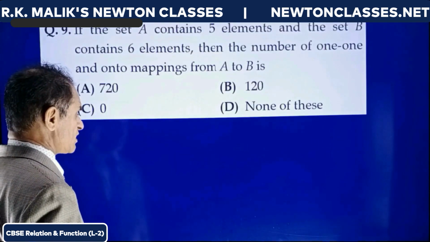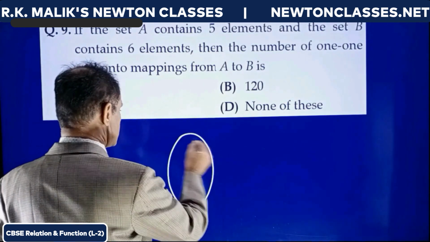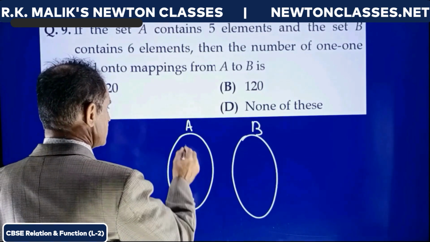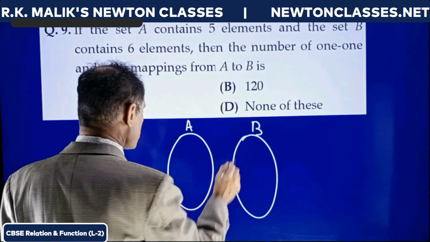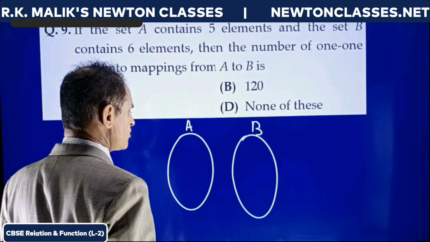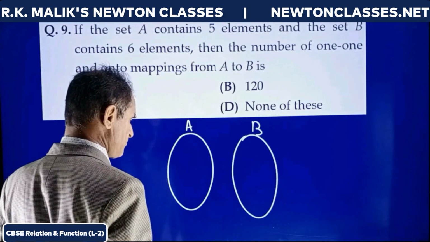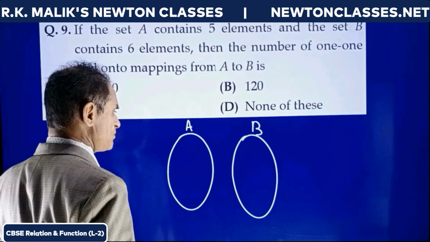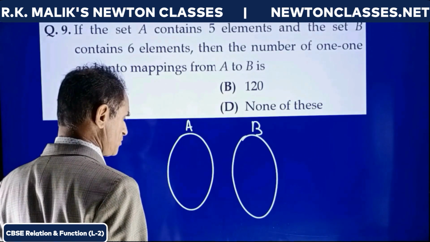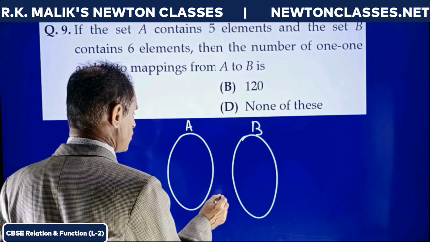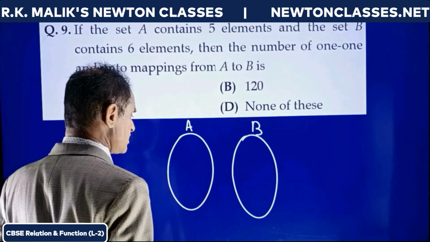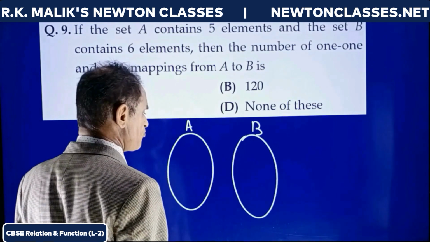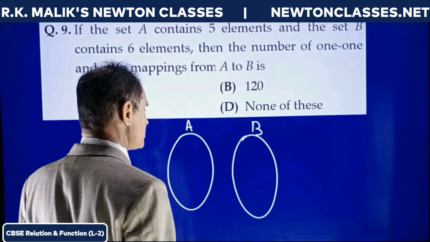As I told you in the first lecture, if this is the domain and suppose this is the codomain, and if the number of elements in A is more than the number of elements in B, then a one-one function is not possible. And if the number of elements in A is less than the number of elements in B, then an onto function is not possible. A one-one onto function is possible only when both contain an equal number of elements, in the case both A and B are finite sets. If both are infinite sets, then everything is possible.